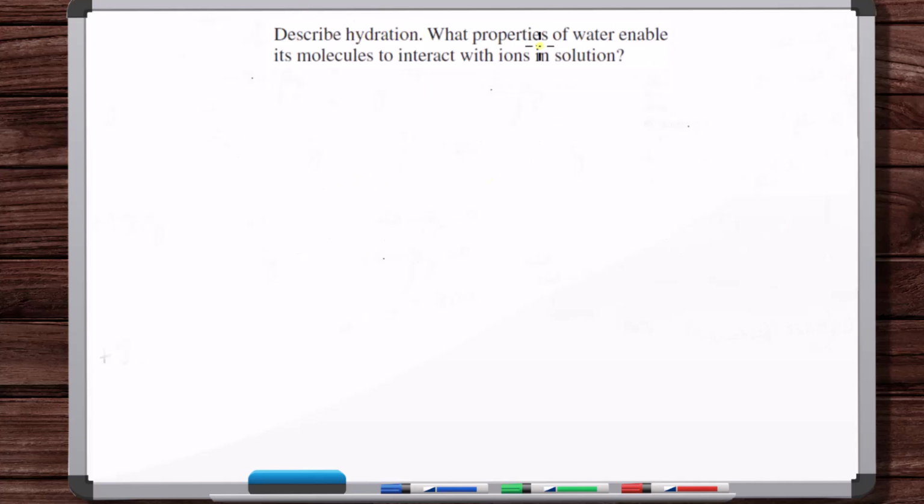Describe hydration. What properties of water enable its molecules to interact with ions in solution? Okay, hydration is when an atom or a molecule or an ion or some sort of ionic compound gets bonded to one or more water molecules. So it undergoes hydration. It becomes a hydrate. When something is dissolved in water, whether or not it dissolves into ions, it becomes hydrated. If it's going to dissolve in water, it's going to become hydrated.